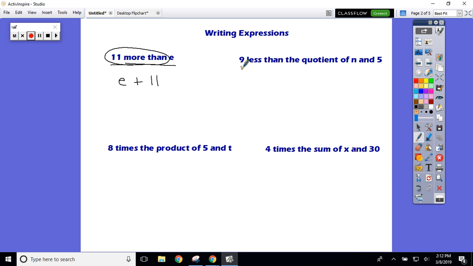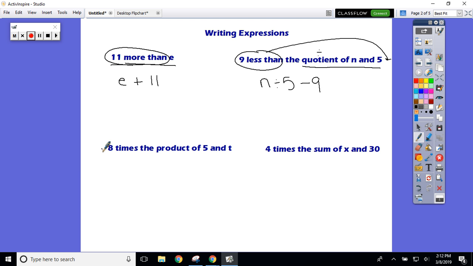Again, looking over at the next expression, 9 less than the quotient of n and 5. I have 9 less than. I'm going to save this and know that it has to get kicked to the back. So right now we're just going to focus on the quotient of n and 5. We need to remember that quotient means to divide. So for dividing the quotient, we have n divided by 5. And we can't forget that 9 less than, so we're going to end up subtracting that at the end.